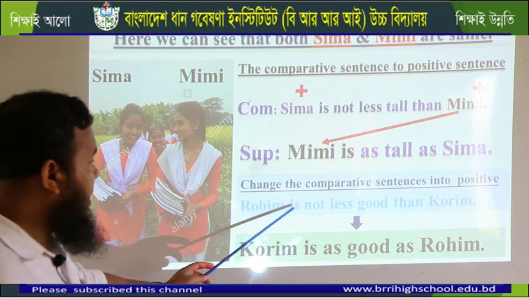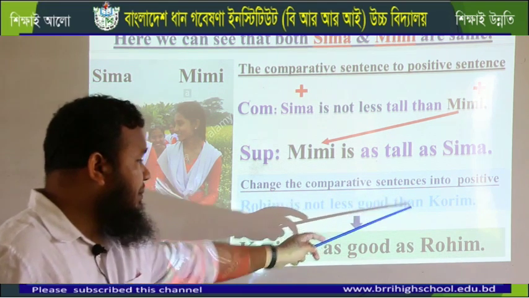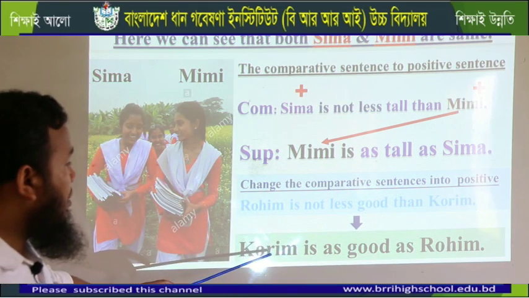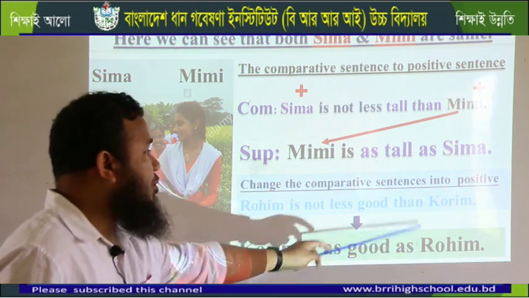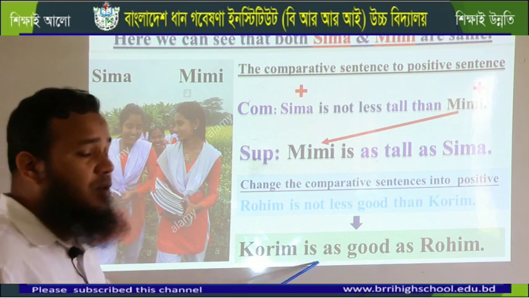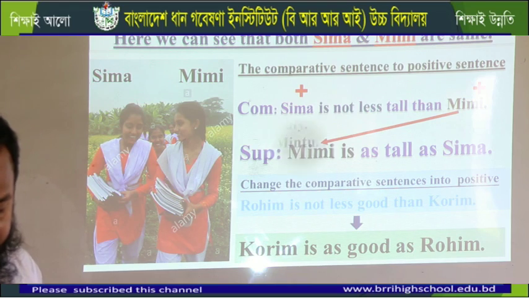Now, Rohim is not less good than Korim. Like the previous example, Korim is as good as Rohim, the object is transformed into the subject, and it is negative, and it is transformed into an affirmative sentence.